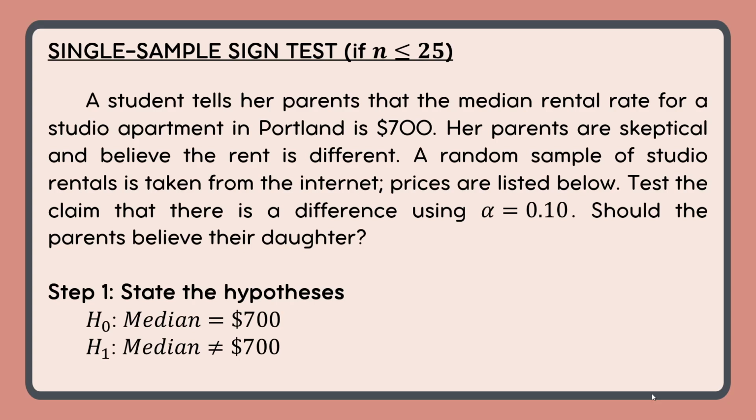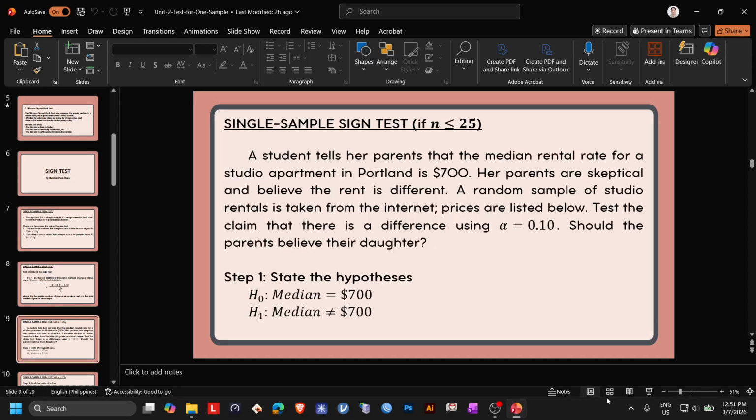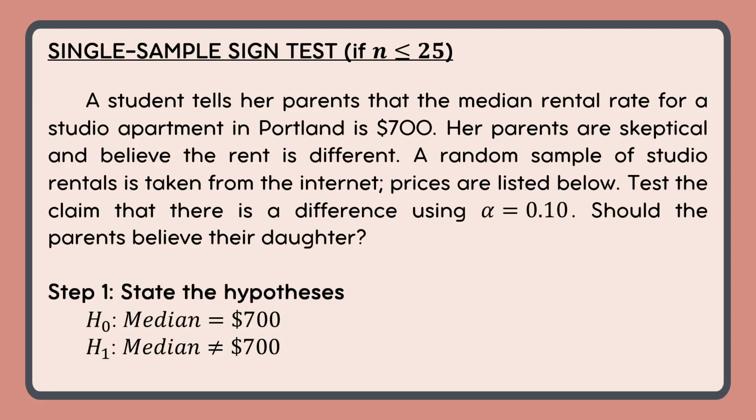So let's have the first example for a single sample sign test. A student tells her parents that the median rental rate for a studio apartment in Portland is $700. Her parents are skeptical and believe the rent is different. A random sample of studio rentals is taken from the internet. Prices are listed below. Test the claim that there is a difference using alpha at 0.10. Should the parents believe their daughter?